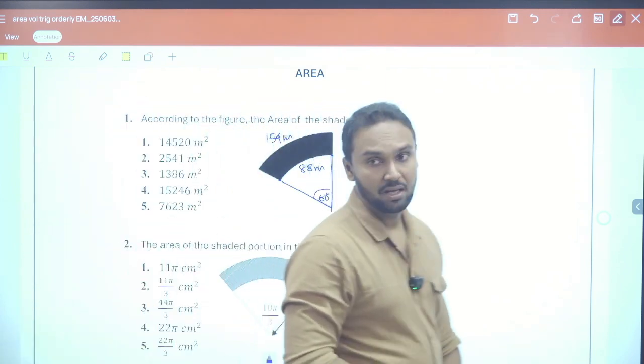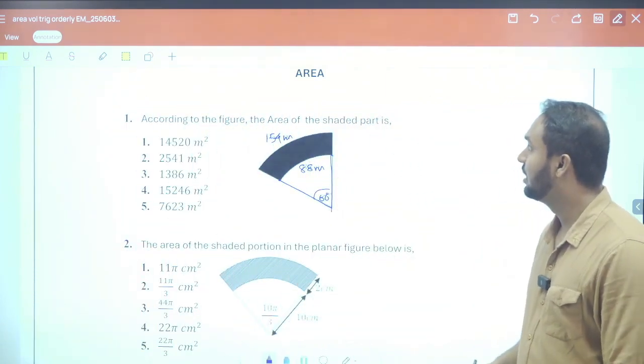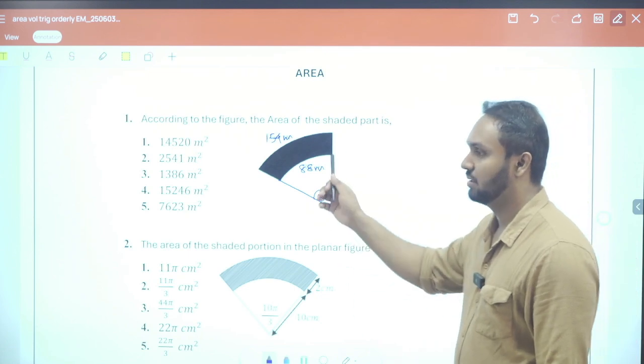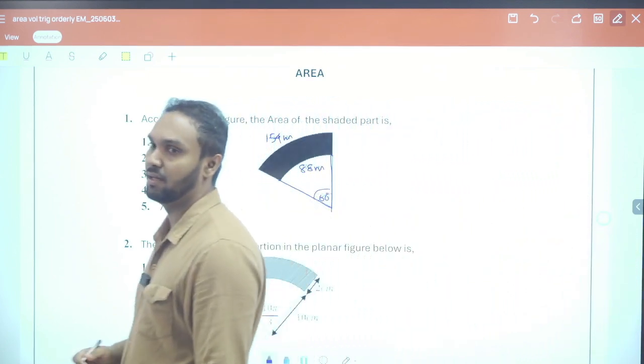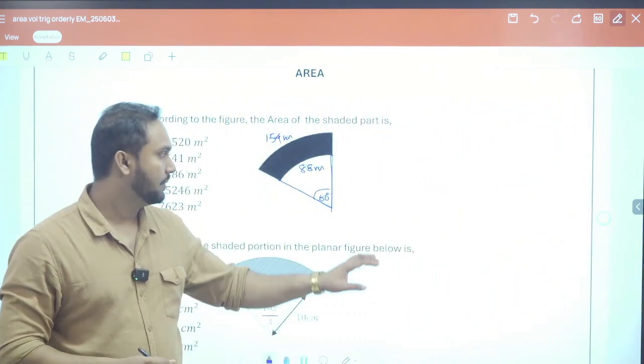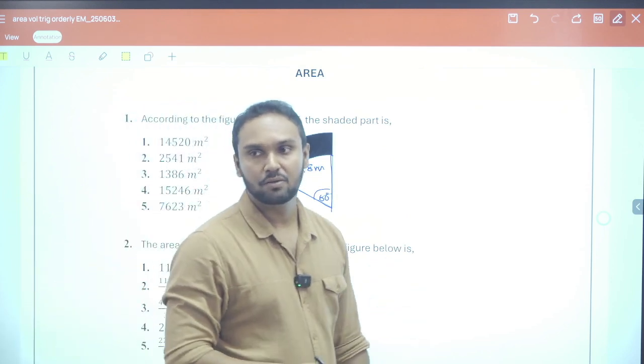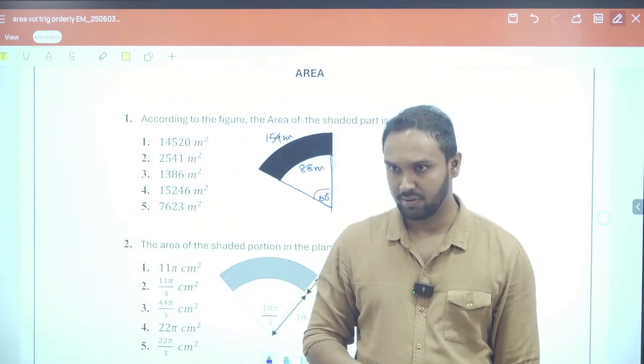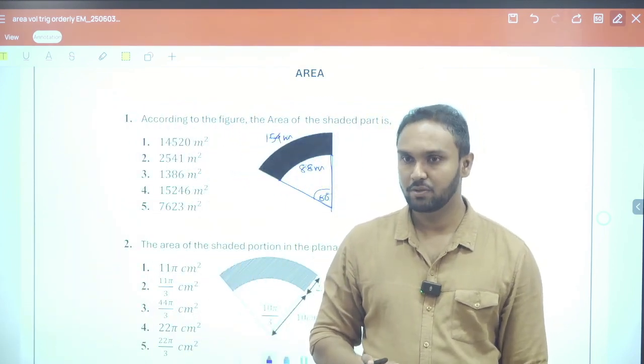Listen. So you are asked to find the area of the shaded part, right? Now there is one formula you can use. You already know it. Theta over 360 into pi r square. That is the old formula that you will be using.